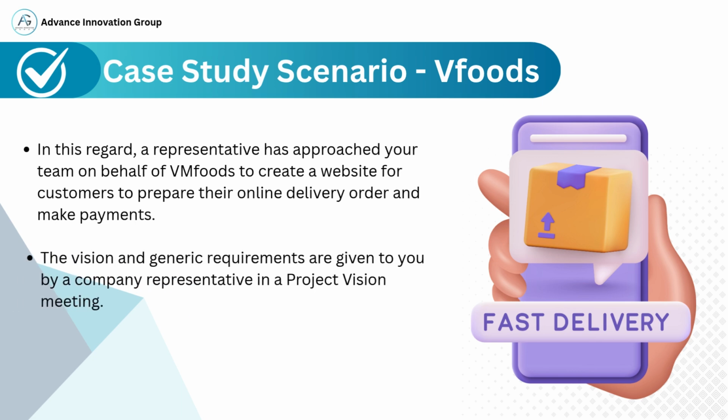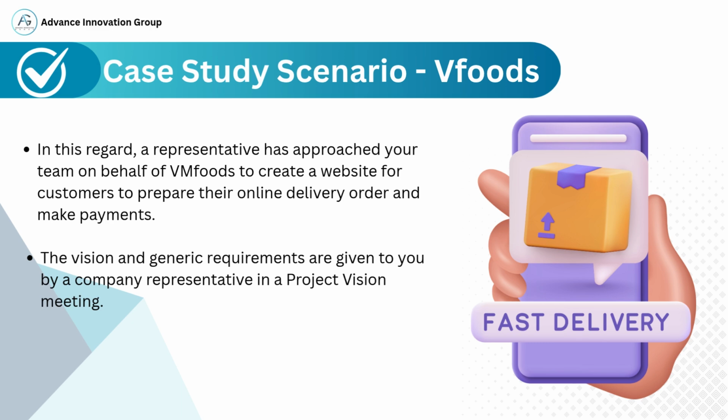Now, continuing with the case study, after identifying the changing customer behavior, the VM Foods management decides to take a concrete step to implement their new strategy. To do this, a representative from VM Foods has approached your Scrum team with a request to develop a website that enables customers to place online delivery orders and make digital payments. This website is expected to be a key channel for executing their new delivery model. It should allow customers to browse items, add them to their cart, choose a delivery time, and make secure payments.